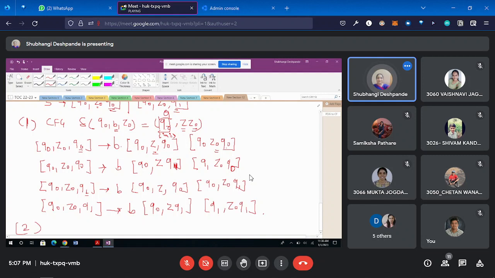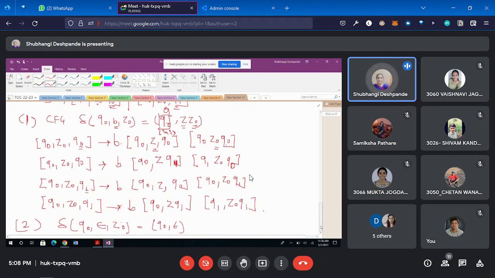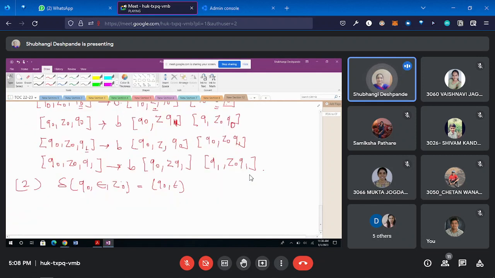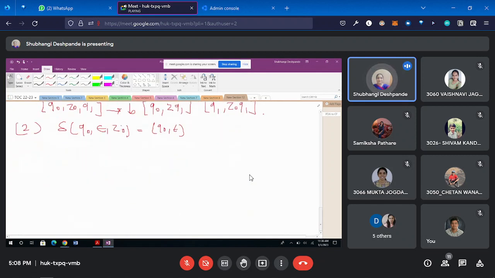The second part is what? For the CFG, delta(Q0, epsilon, Z0), which results in Q0, epsilon. So what does this indicate? Popping from the stack, because Q0 epsilon will always indicate popping of the stack. So how will you write this popping of the stack now?